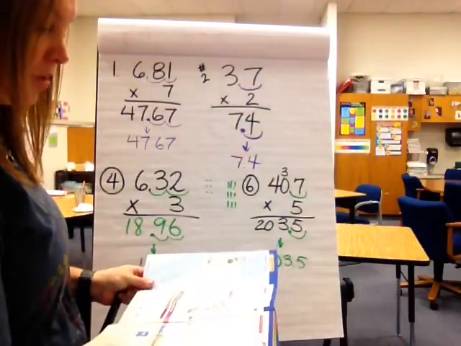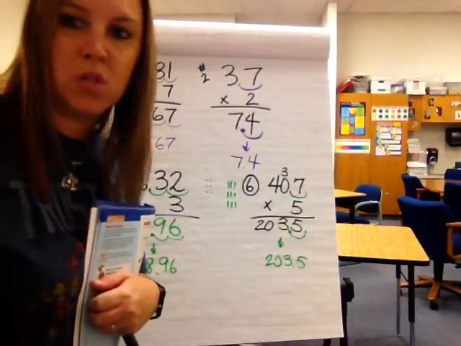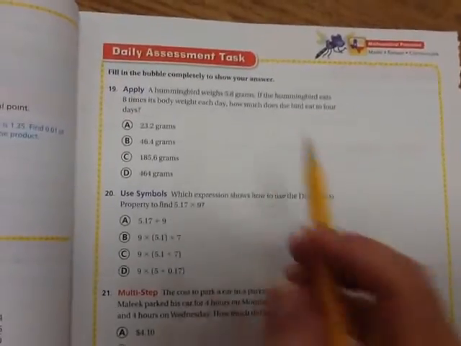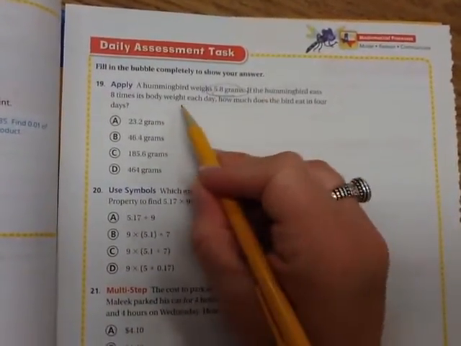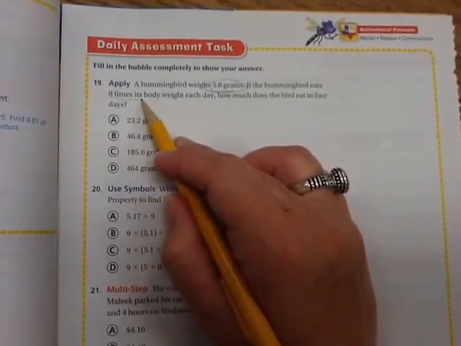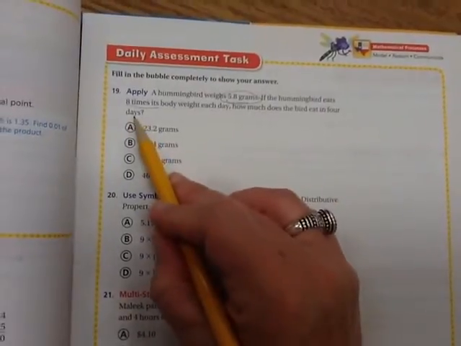Okay, go ahead and turn to page 120. Okay, we're on page 120. It says a hummingbird weighs 5 and 8/10 grams. If the hummingbird eats 8 times its body weight each day, how much will it eat in 4 days?